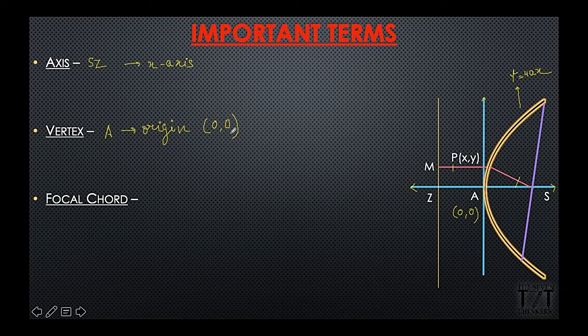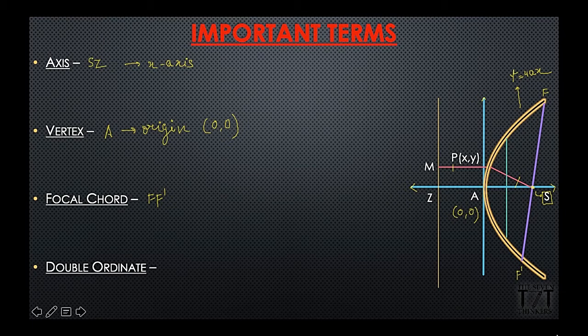The next term is focal chord. A focal chord is any chord which passes through the focus of the given conic section. The purple line segment you see on the right side is the focal chord. I'll name these points F and F dash, so FF dash is the focal chord of the given parabola as it passes through the focus S.